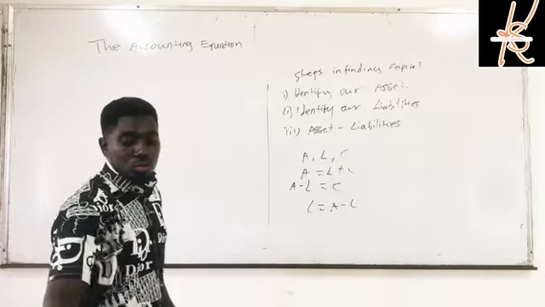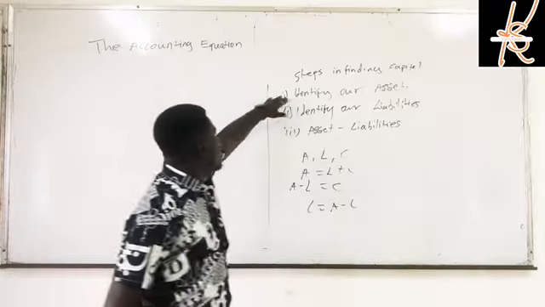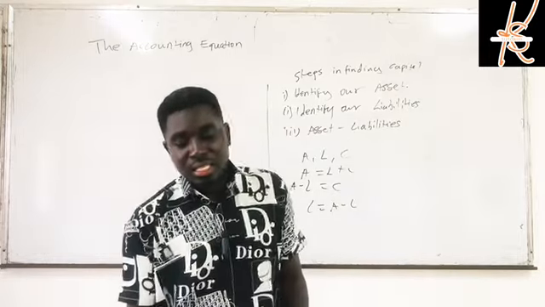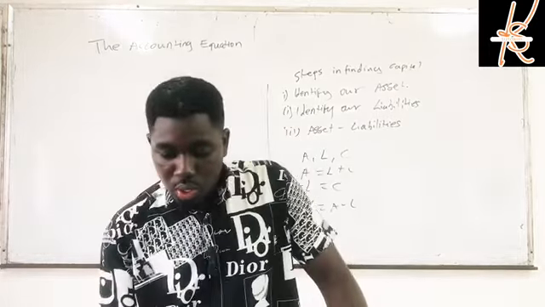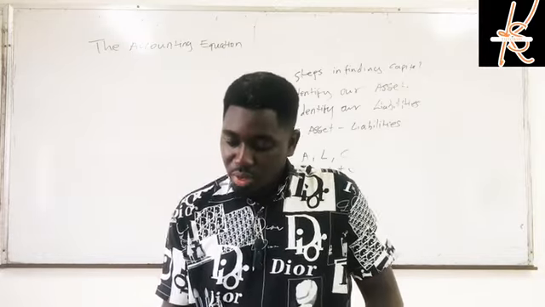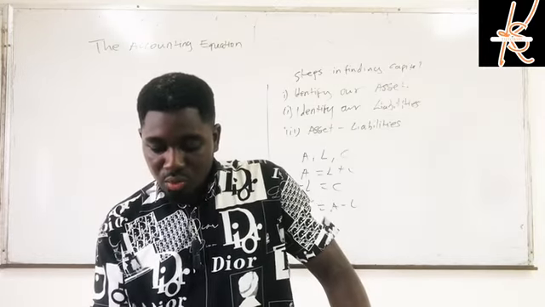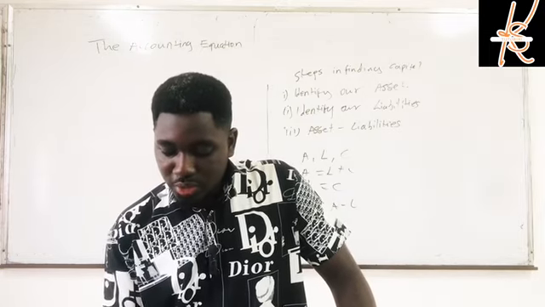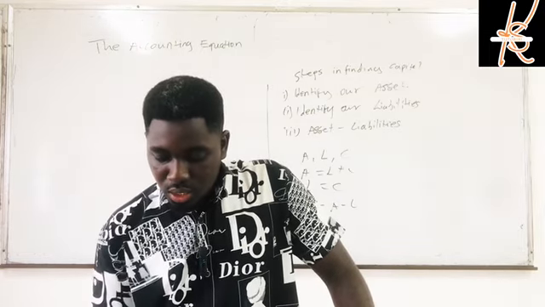Okay. So we need to identify the assets. Motor van is an asset. So he bought a motor van. Premises is an asset. We know that stock is also an asset. Cash in hand and cash at bank are all assets. So we need to find the total assets.